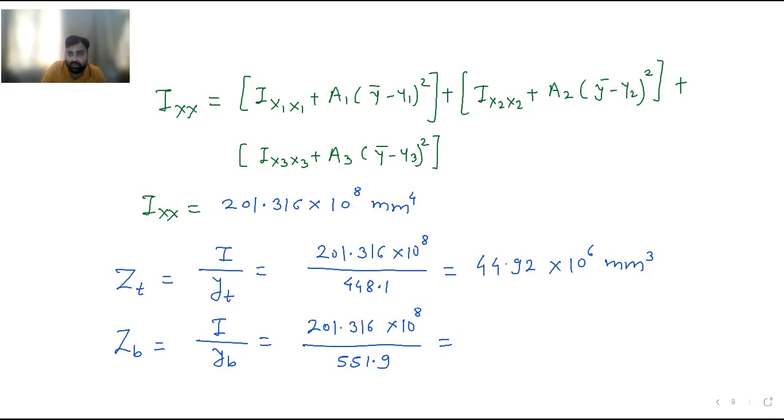36.46 into 10 raised to 6. Okay. So 36.47 into 10 raised to 6. This is your Z bottom.